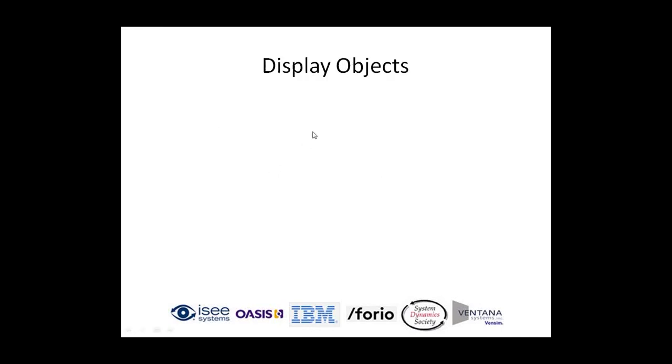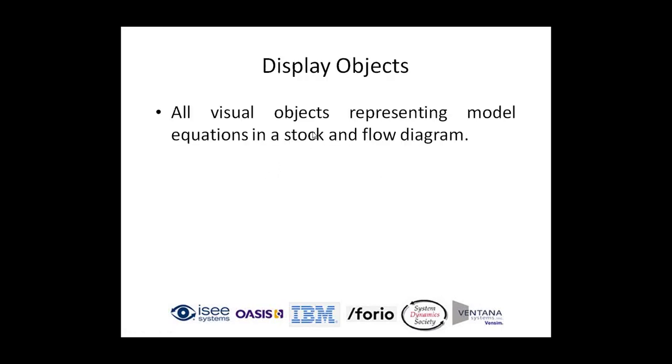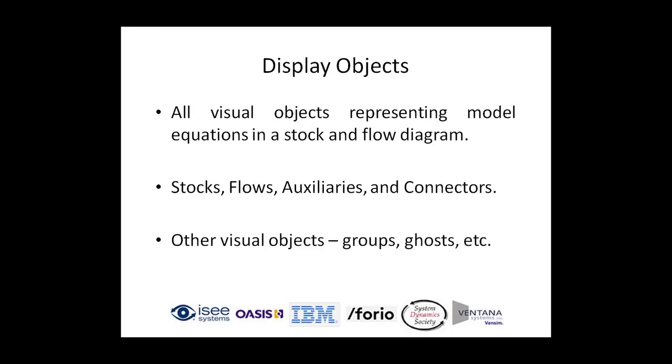When we're talking about display objects, we're talking about all the visual objects representing model equations in a stock and flow diagram. These are what you normally consider the building blocks of a stock and flow diagram: stocks, flows, auxiliaries, and connectors. But we also have another set of visual objects such as groups, ghosts, aliases, etc. And Billy's going to be talking a little bit more about those in a few minutes.